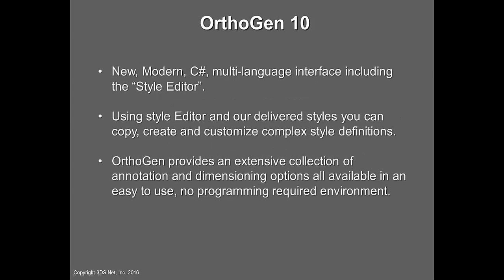OrthoGen 10 is a new modern interface. It runs in multiple languages. We've got a brand new style editor module where you can define what is to be labeled on your drawing and how you want it labeled: inside, outside, coordinates, dimensions, and so forth. We also deliver about 30 plus styles, maybe 40 nowadays. Different styles for each discipline that can be copied and customized real quickly.